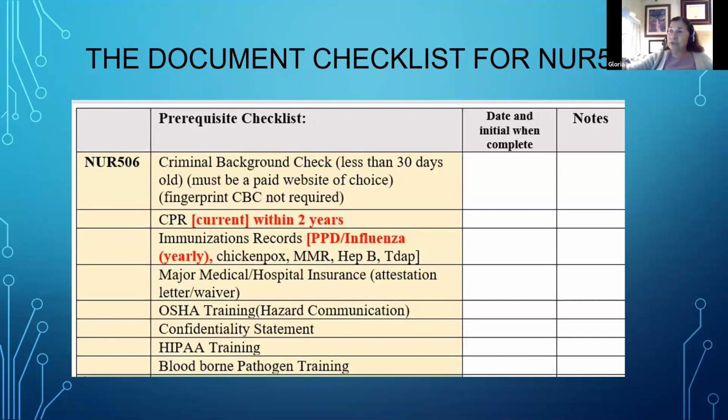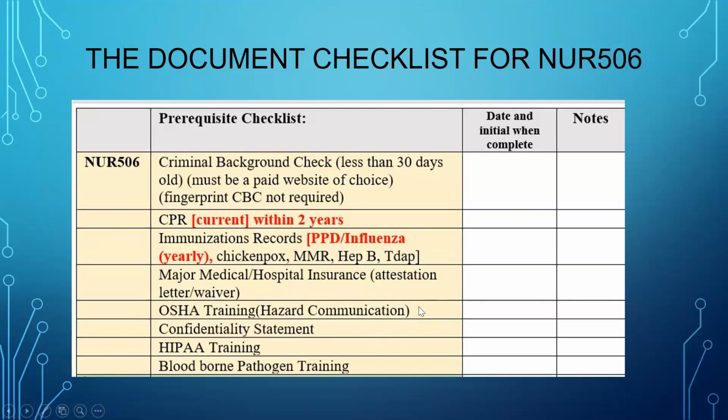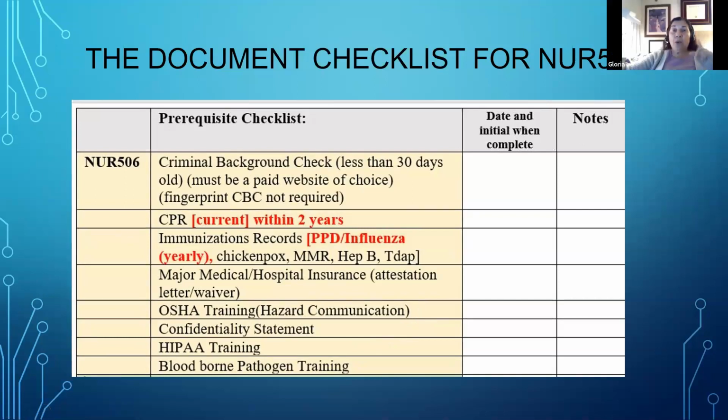CPR has to be current within 2 years. You have to show the immunization records, and every year the PPD and influenza need to be updated. And you can see the rest of the types of prerequisites that need to be completed. When you go into the actual Google Doc, these are hyperlinked. So when the student gets the document, they will be able to click on the hyperlink and receive the document, and then they can complete it. These are found in the courses. That's where all of this is: complete this, complete that, click on this link.